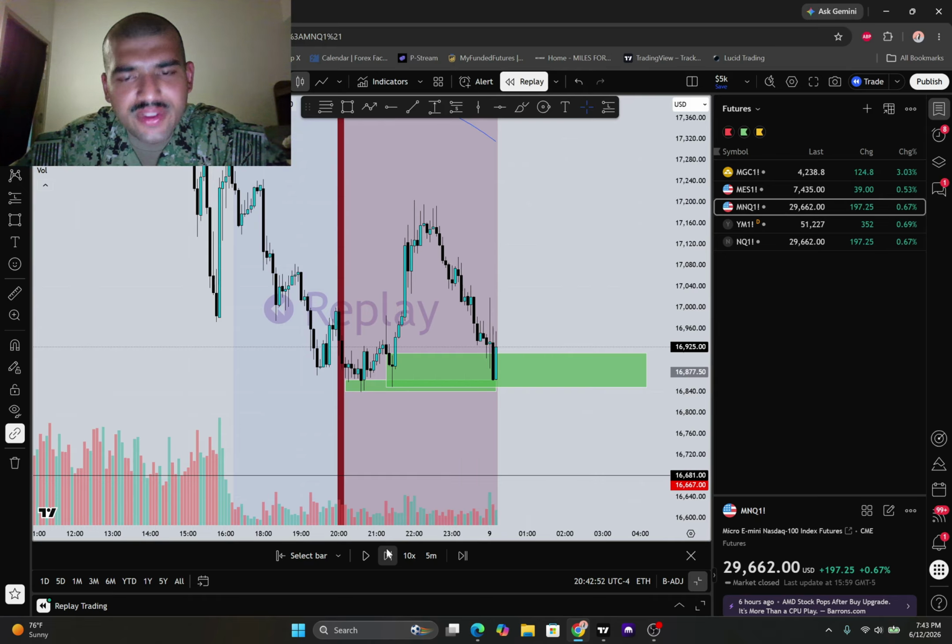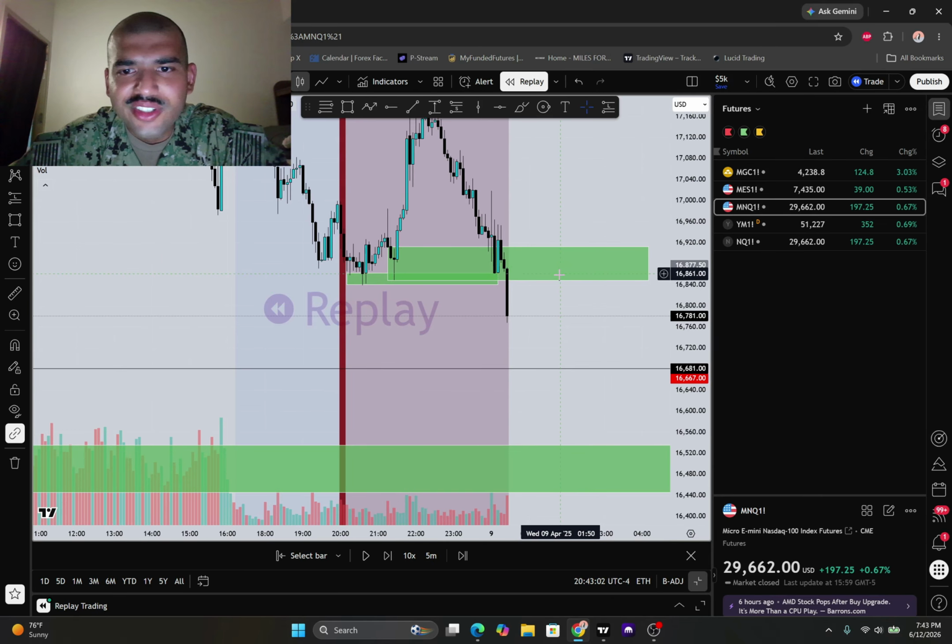The next, if this support holds, I'm getting in longs. If the support holds, I'm getting in longs. If it holds, oh boom, it does not hold. It does not hold. Because, I mean, yeah, why would it?